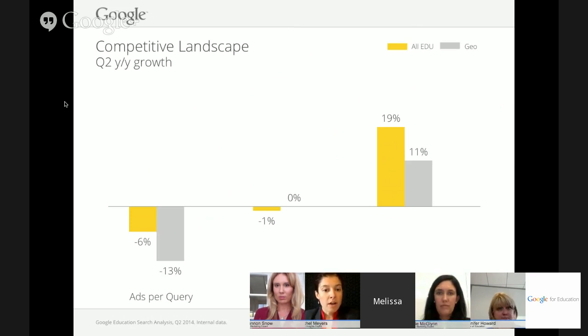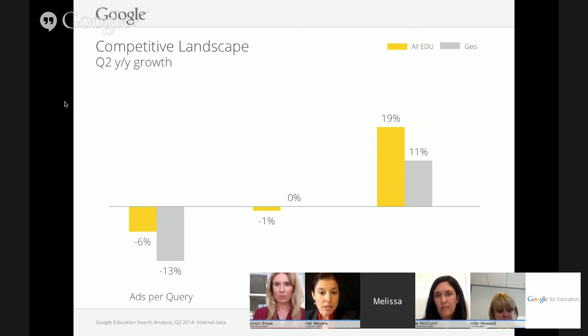The first one that we wanted to cover was the geo category. So geo terms include search queries that contain a geo modifier. Examples include colleges in Chicago or universities in California. Geo terms actually receive the most efficient performance in Q2 of any of our categories.